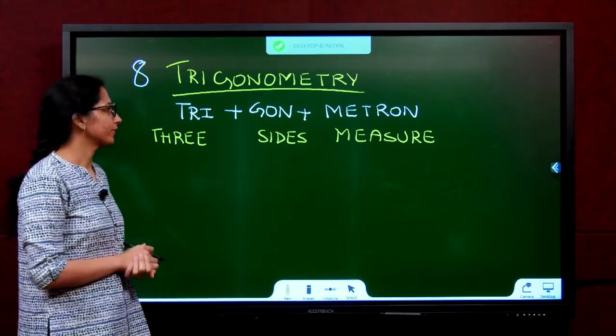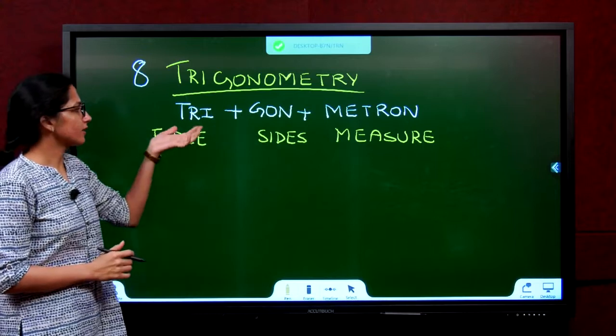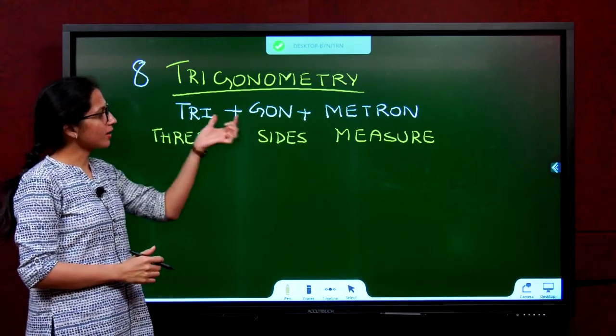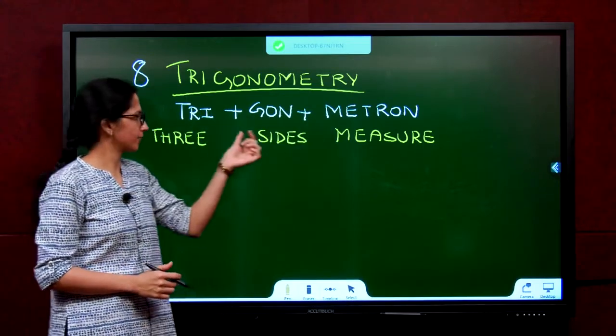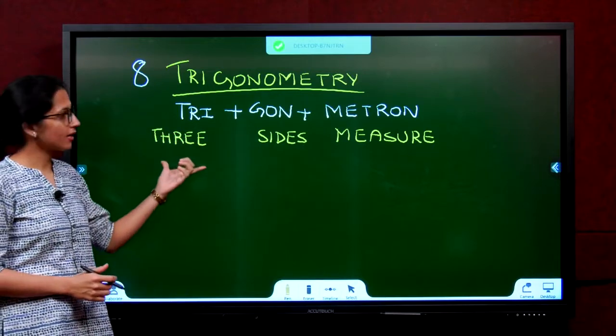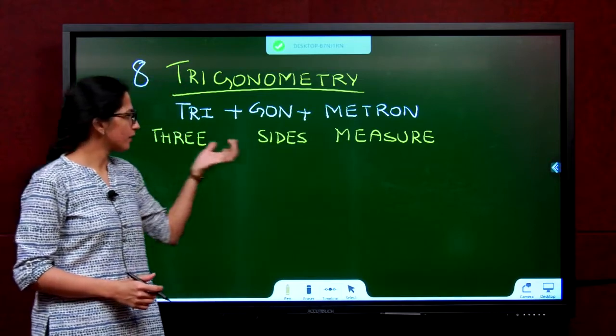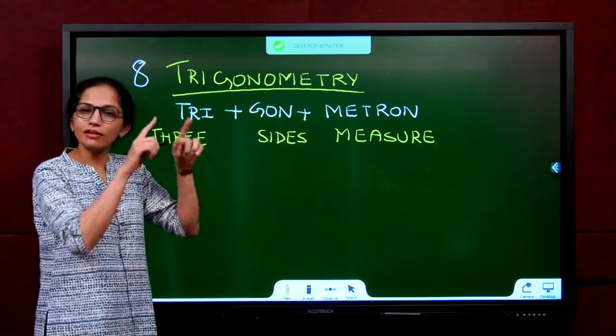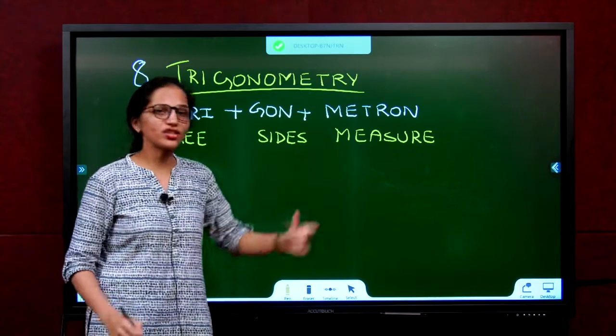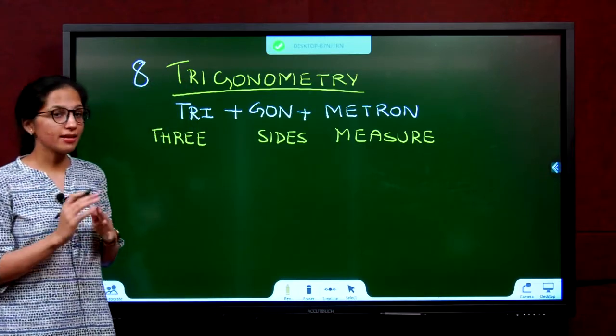Trigonometry comes from the words tri, gon and metron. Tri means 3, gon means sides, metron means measure. Where do we find 3 sides? In a triangle. And what measure are they talking about? We will understand slowly.